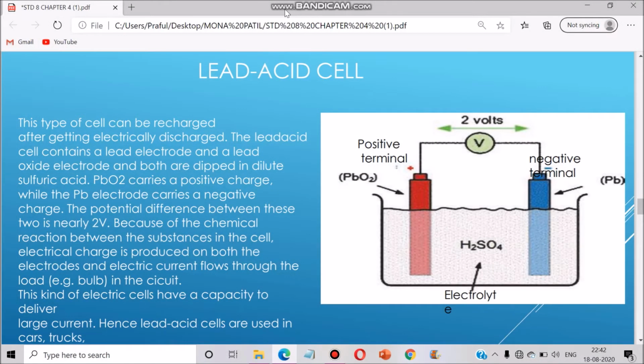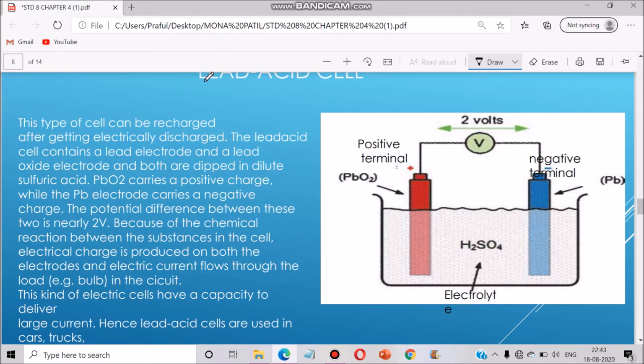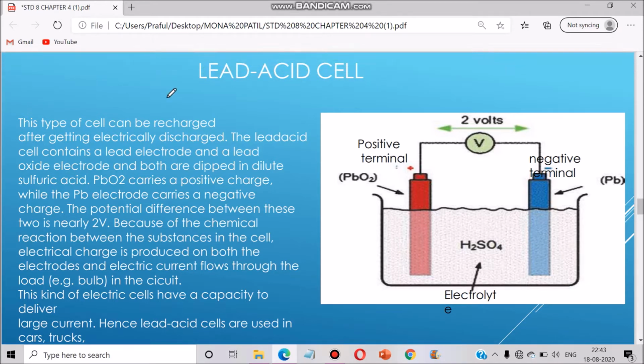Current electricity and magnetism, Part 2. In the first part, we had studied current electricity, electrostatic potential, potential difference, electric cell and dry cell. If you had not understood, please watch it again. It will be helpful to understand this part. So let me start the next part of this chapter.